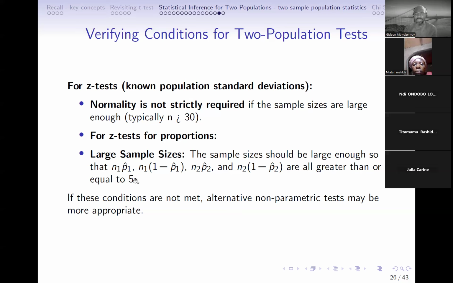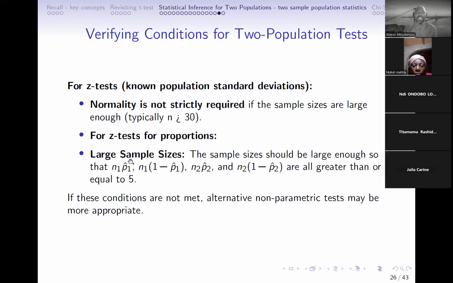We saw this as a formula. So np should be greater than or equal to 5 for the single population, as well as n times 1 minus p should be greater than or equal to 5. We've simply added that for when we have two populations. This should be greater than 5 at the same time when this is greater than 5. The subscripts here simply say that we are dealing with two populations.